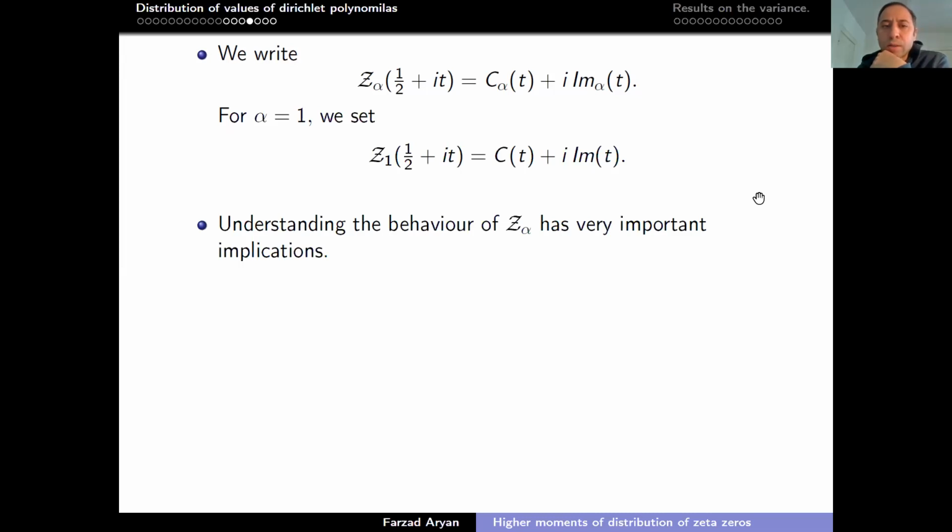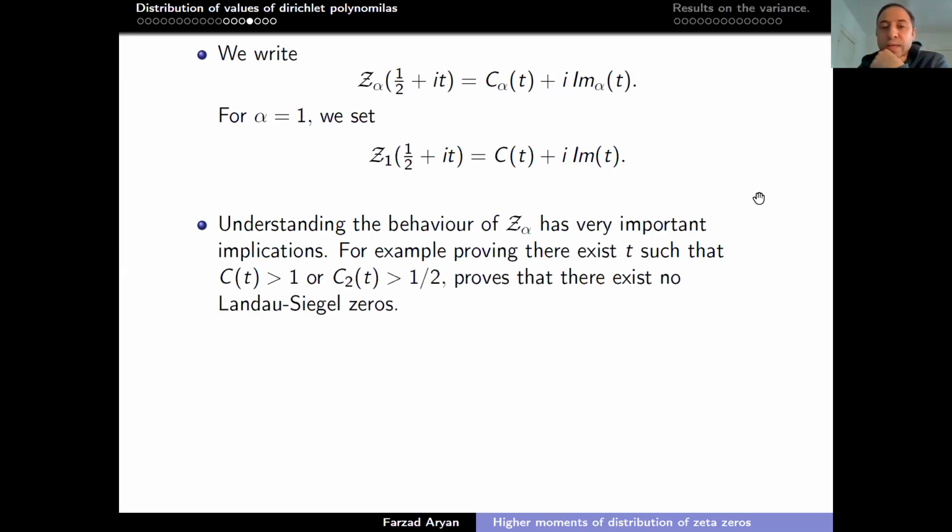And so why is this interesting? Because, for example, if you can prove the real part of Z gets bigger than 1 sometimes, then you prove that there is no Landau-Siegel zero. Equivalently, if C2, which means alpha equal 2, is bigger than 1/2, that would give you the same thing. It's a little bit like this would prove that there are gaps smaller than 0.5 between the zeros of the Riemann zeta function. This would precisely reject what is known as the alternate hypothesis.